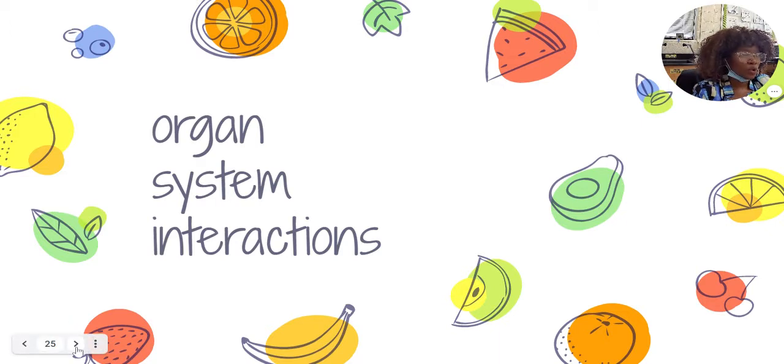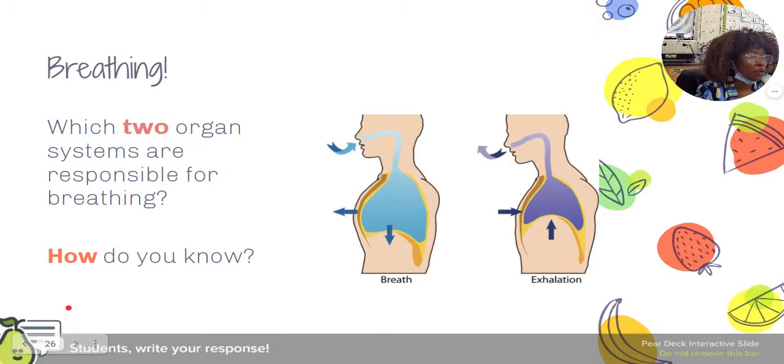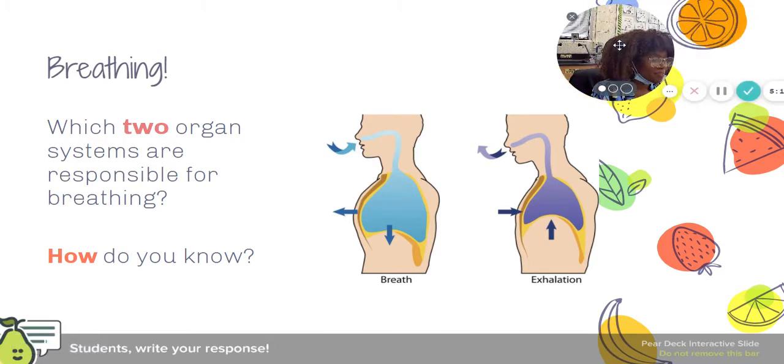Okay. Of course, these organs are always going to interact in different ways to keep us alive. So whenever you breathe, you're breathing in and out. Which two organ systems are actually responsible for breathing, and how do you know that? Well, most students have been saying respiratory, and yes, that is correct. But how did you see this and not see that? How do you know that?